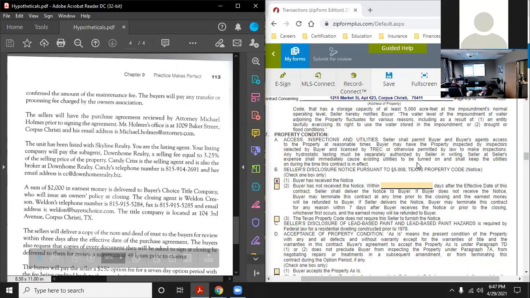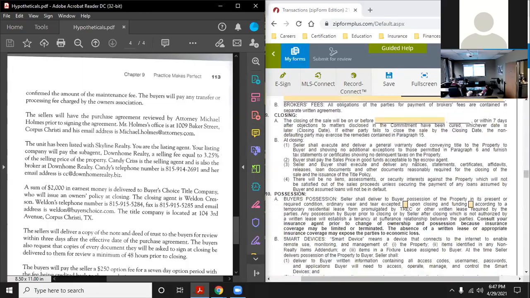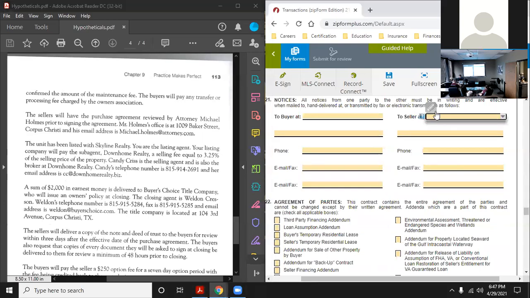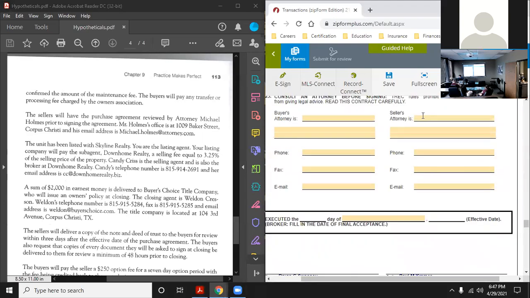The sellers will have a purchase agreement reviewed by attorney Michael Holmes. That is one of the few situations, if you know this, that would go in. Oh, sorry, not there. To the seller's attorney. He is at 1009 Baker Street, Corpus Christi, whatever. His last name is Holmes. It should be B. Baker. And his email address is michael.holmes@attorney.com. That's what you would put right here.